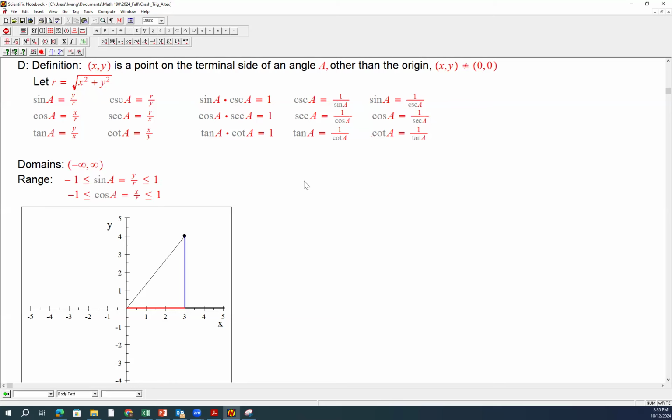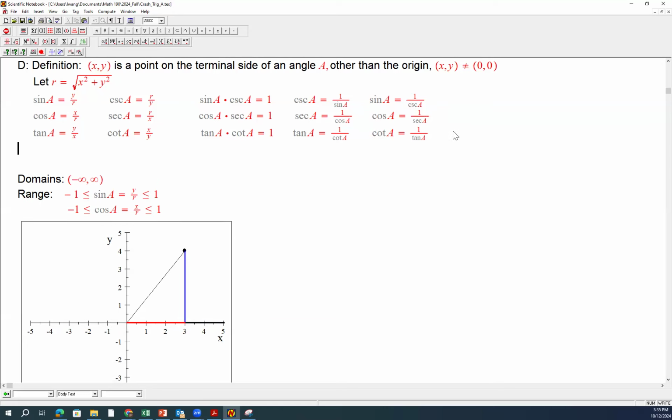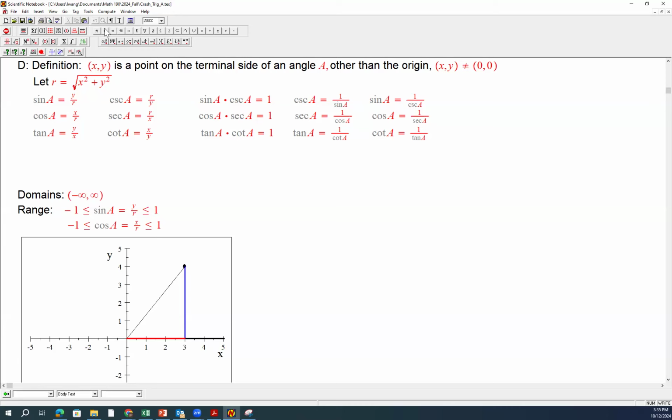Now, we have another very important and useful identity, okay, which is sine squared of A plus cosine squared of A.